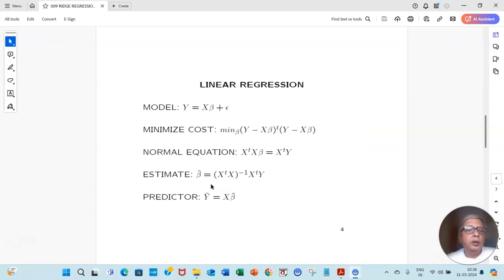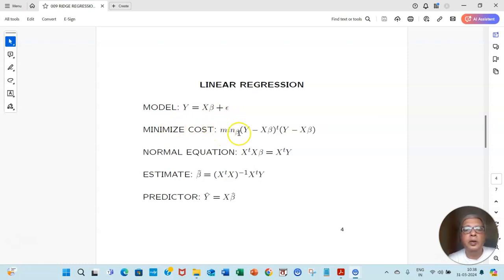So let us start with linear regression. We have the independent variables, the attributes forming the columns of the matrix X. We have the unknown parameter beta and we have the target variable y. So in linear regression, we model the problem as y equal to X beta plus epsilon, where epsilon is the standard error with zero mean. So we minimize the Euclidean distance, Euclidean error.